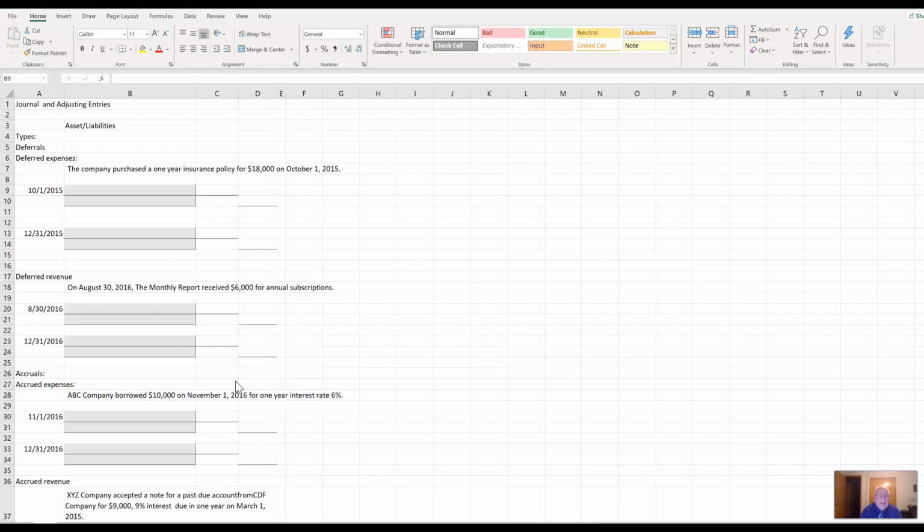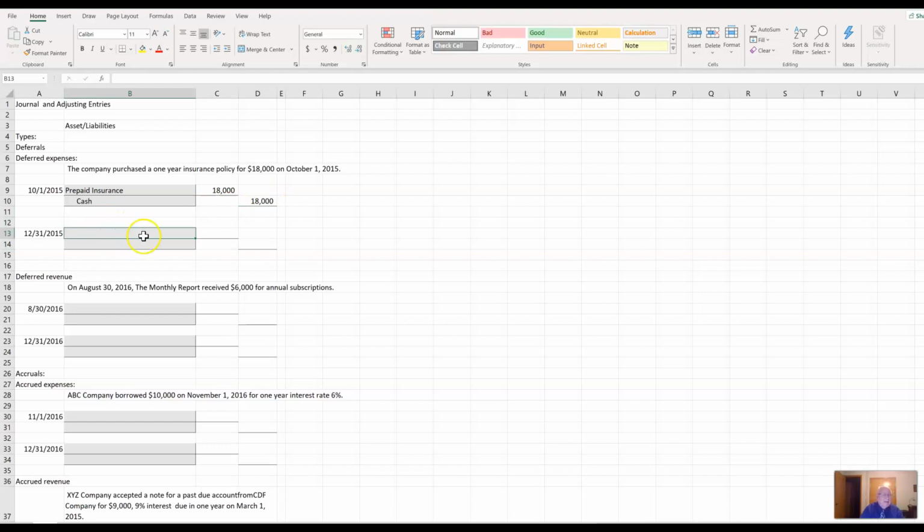And remember, that's when you pay it ahead of time and then you're going to use the expense up later. Prime example, that's like the first one's insurance. Okay, the company purchased a 1-year insurance policy for $18,000 on October 1st. So our original entry would be a debit to prepaid insurance for $18,000, and we will credit cash for $18,000. Okay, that's my original entry.